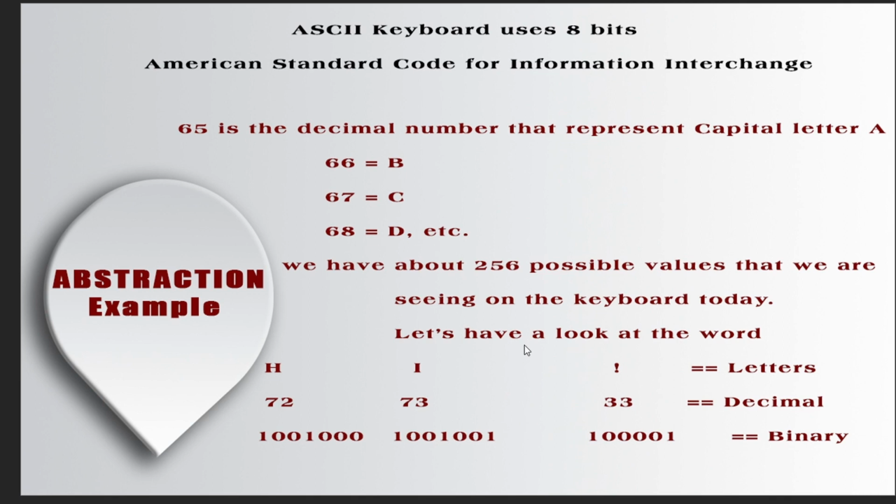Let's have a look at words. If you are typing on your phone, "Hi" and an exclamation mark to somebody, you are pressing under the hood the numbers 72, 73, and 33. Now you see the symbol for exclamation mark under the hood is represented by the number 33. But this one is decimal. So, as we have said, the machine language, the language that computers understand, is called binary.